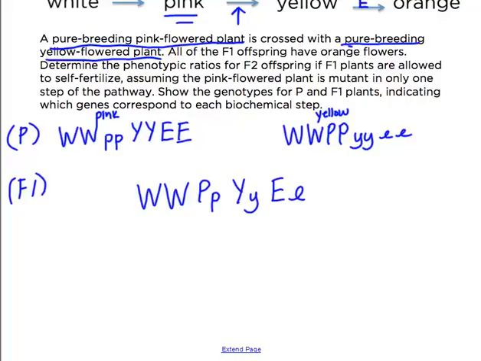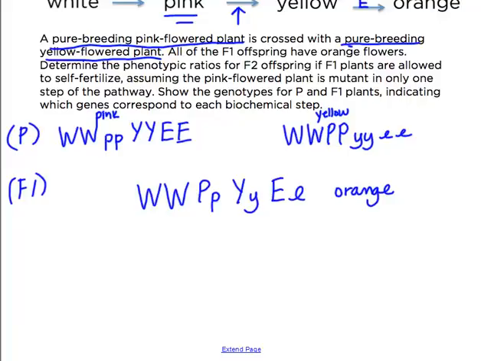Now, when you have at least one dominant allele at all of these genes, that means you are able to make these gene products and go all the way to the orange pigmentation. So let's just look if in the problem it does say that all of the F1 offspring have orange flowers. So our data so far is good.